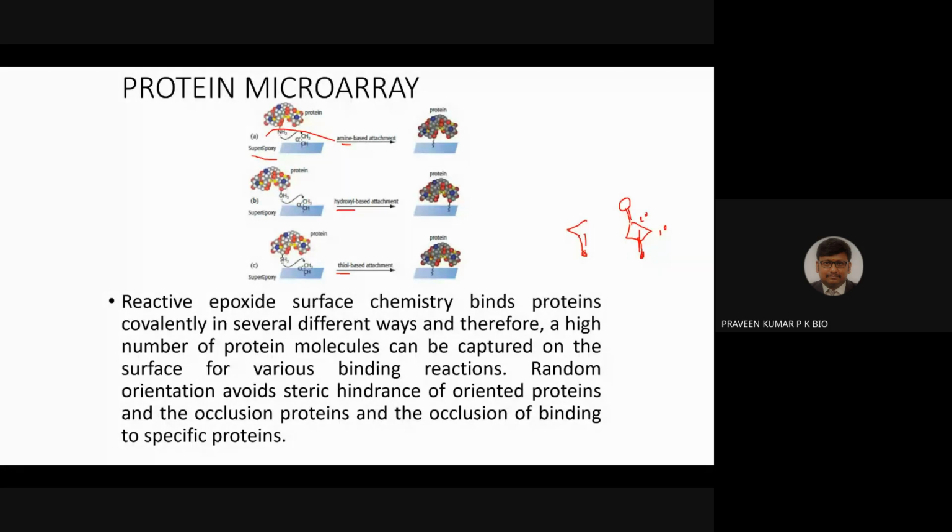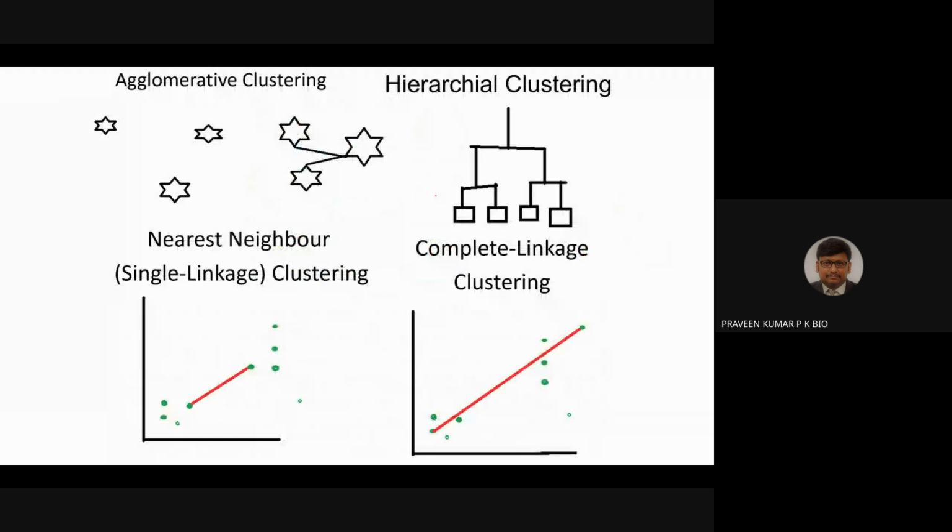Through the gene expression, through the protein expression, one can know whether a primary antibody is binding with the secondary antibody or not. So protein-protein interactions are best found from that. The final concept in microarrays is to understand the clustering technique.